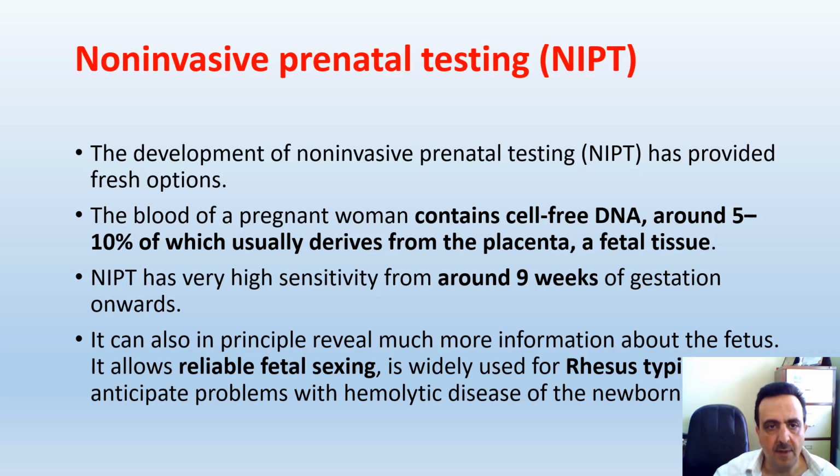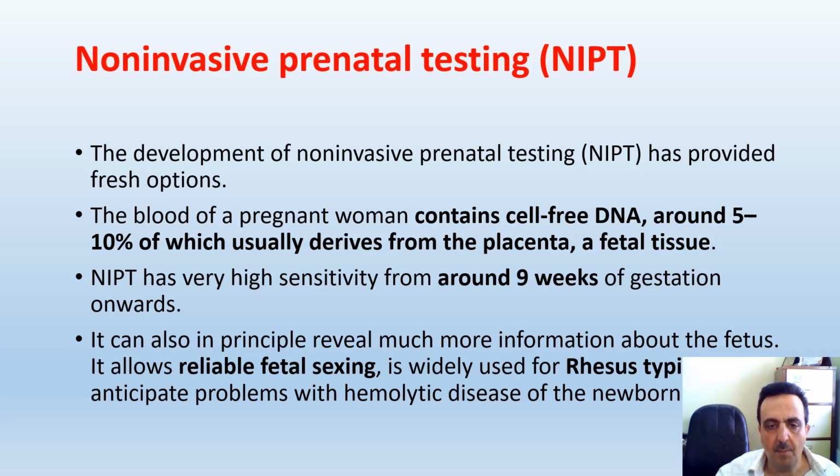It is called non-invasive prenatal testing. The good thing about NIPT is that it's non-invasive, so there's no need to use invasive techniques like CVS or amniocentesis. We take some blood from the pregnant woman, and we know that the blood of the pregnant woman contains some cell-free DNA, which comes from the embryo or the placenta itself. So we can use this DNA to diagnose Down syndrome or other aneuploidies as well.